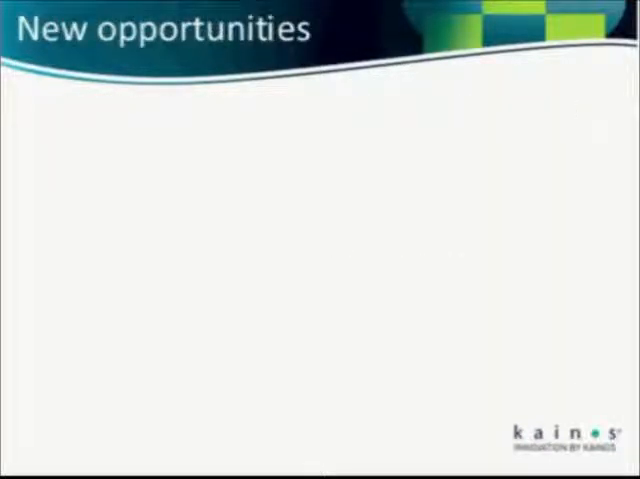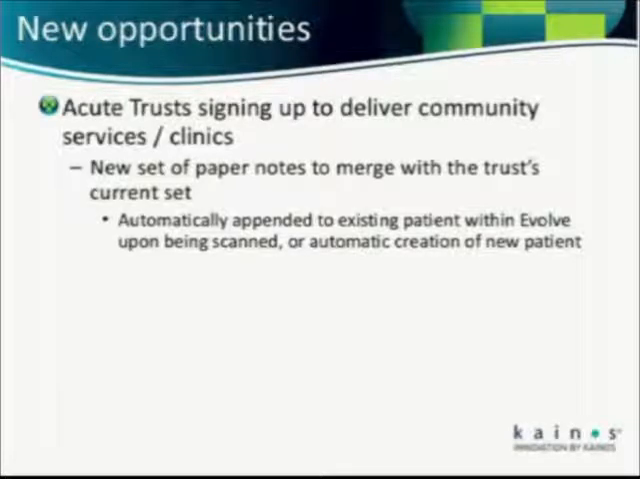There are new opportunities to be realized as well. So the idea that acute trusts are now being asked to deliver community services. Historically, those community services will have had paper-based folders of their own. But the idea is that by using a key identifier like the NHS number for a patient, we can start to tie up all of those medical records together so that as soon as we scan it, that information from the community record is automatically merged with the record that the hospital already has about that patient. And so we're getting further aggregation of the patient information into one source with minimal effort.